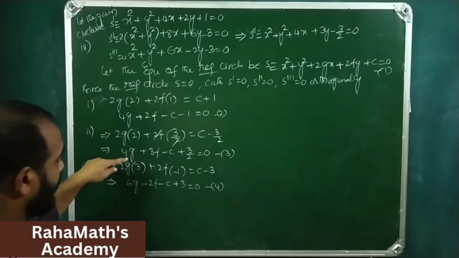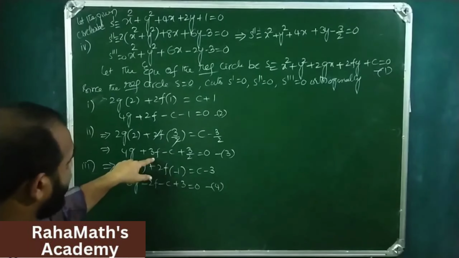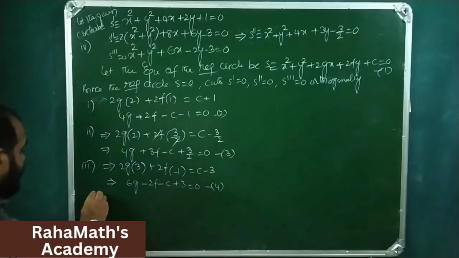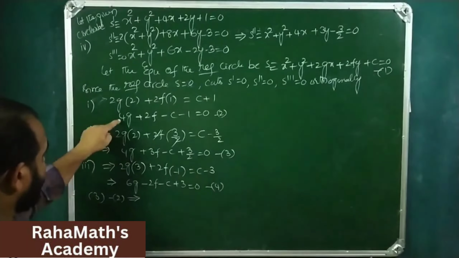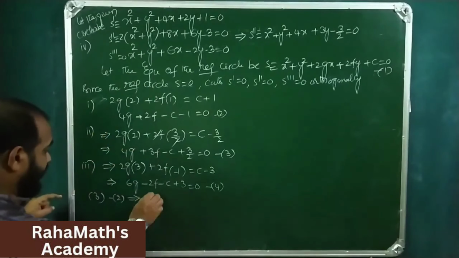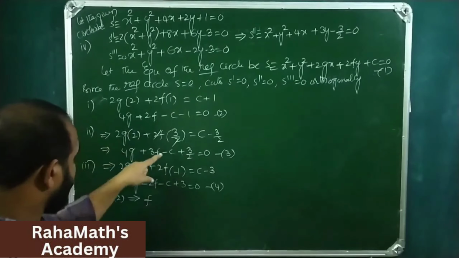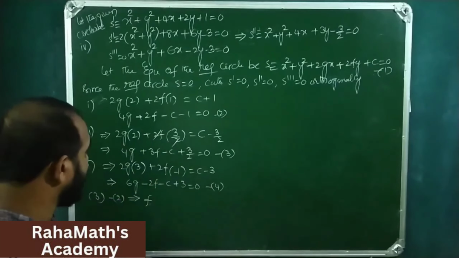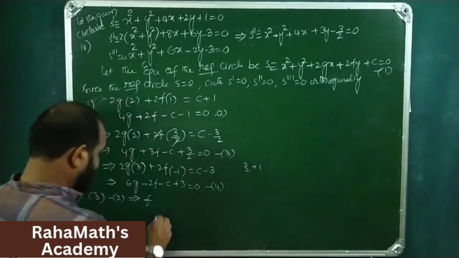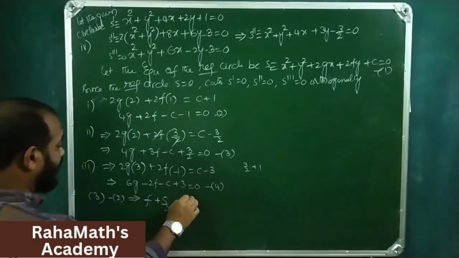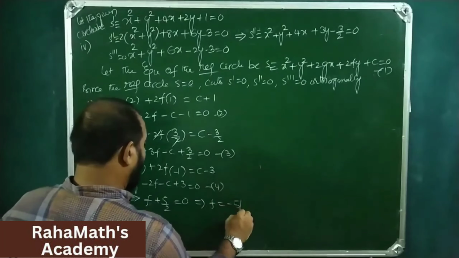Now, let us subtract 3 and 2. So 3 minus 2 gives rise to 4g minus 4g gets cancelled. 3f minus 2f is f. This is minus c plus c gets cancelled. This is 3 by 2 plus 1, 2 ones are 2 plus 3, 5. So f plus 5 by 2 equals to 0. This is f equals to minus 5 by 2.